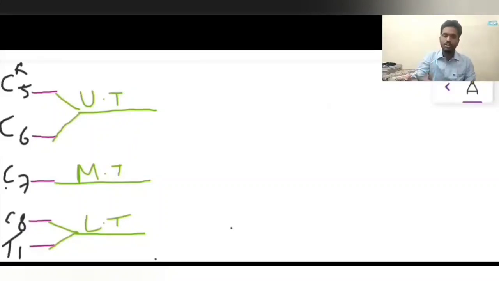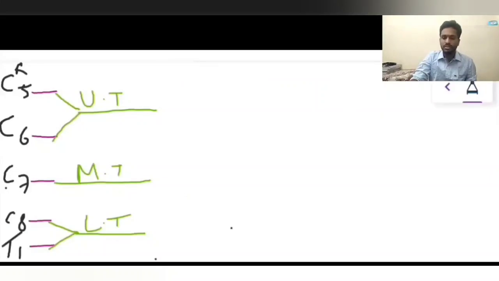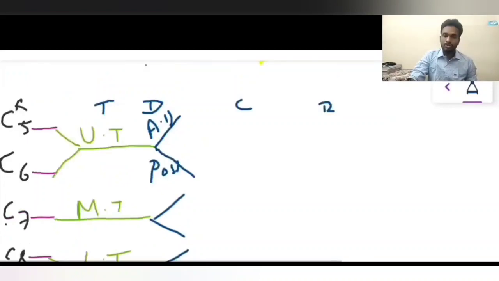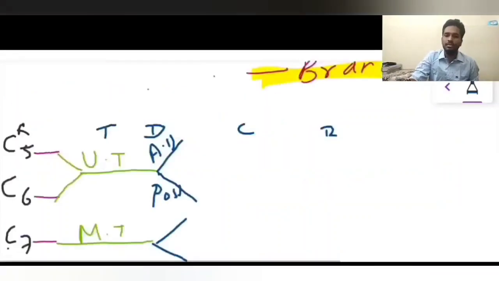Then all these trunks continue as divisions. So what are the divisions? Each trunk has two divisions: anterior and posterior. Anterior, posterior, anterior, posterior. So R for root, T for trunk, and D for division, RTD. Now C, and then B. Earlier I wrote an R by mistake. It is B. So RTDCB.